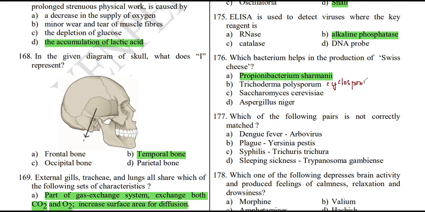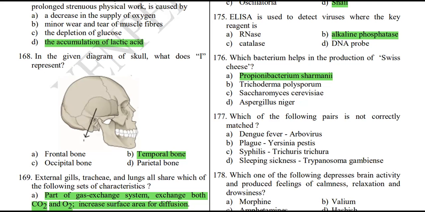And Saccharomyces cerevisiae is the one which produces what? Alcohol, bread, all these things. Aspergillus niger produces citric acid. So the next question: which of the following pairs is not correctly matched?